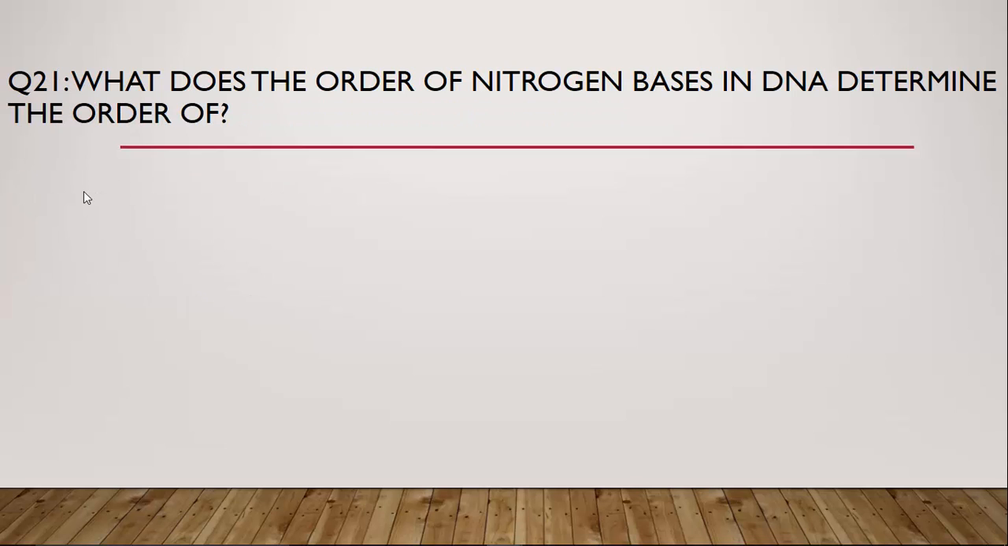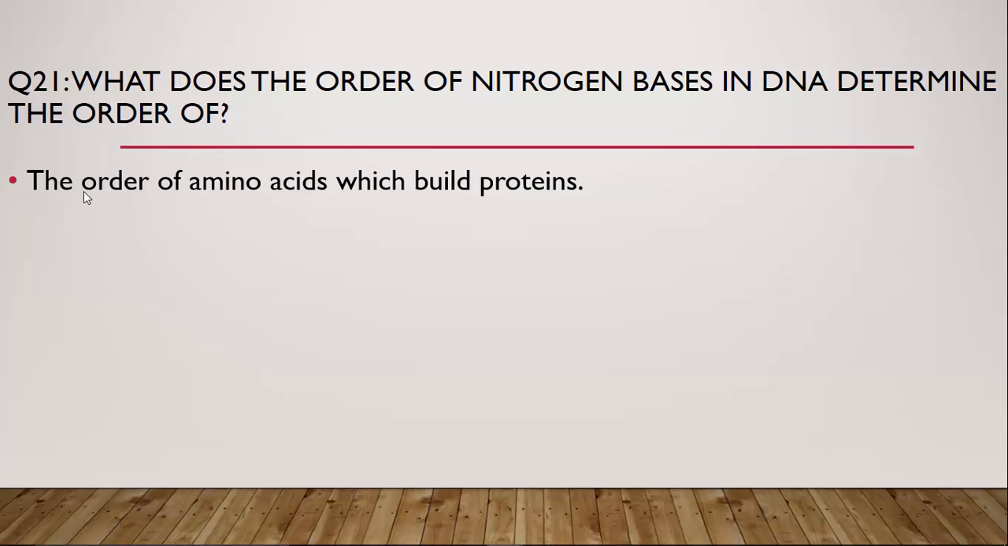All right, 21. What is the order of nitrogen bases in DNA determine the order of? So when we're talking about the nitrogen bases, we're talking about the A, C, G, and T, and it's the order of amino acids which will build the proteins. There's only so many amino acids. When you put them in a specific order, it's going to build a different type of protein.